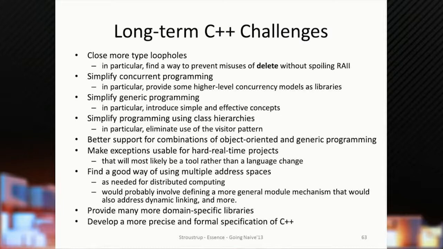It's difficult. We get these big memories with lots of cores, lots of things, but they are not uniform anymore. Different memory takes different time to use and such. I think we need to think about that. We want many more domain-specific libraries, and we want to develop a better specification of C++. I think English text is maxing out in terms of what we can handle.